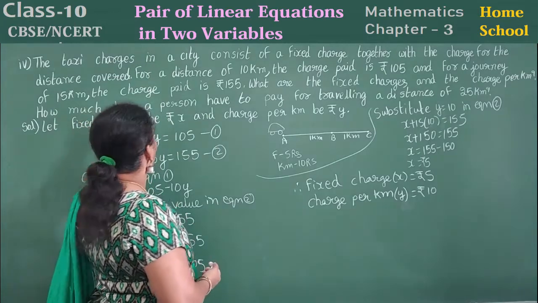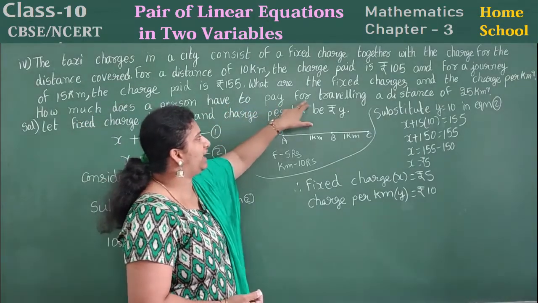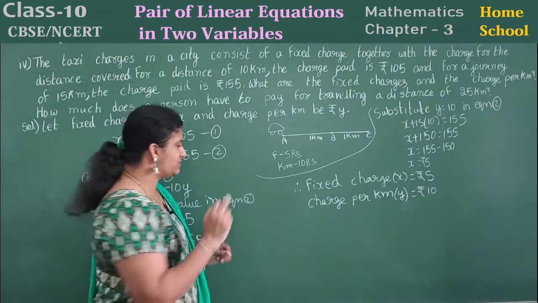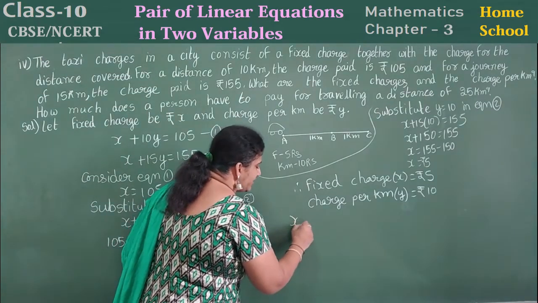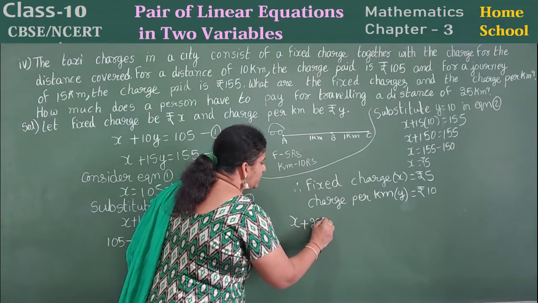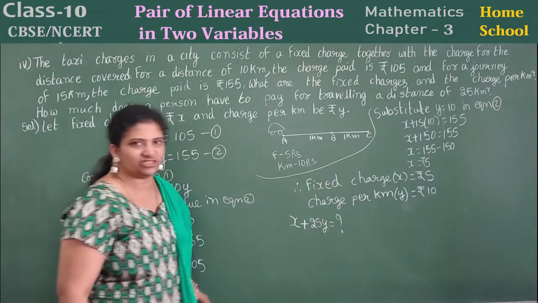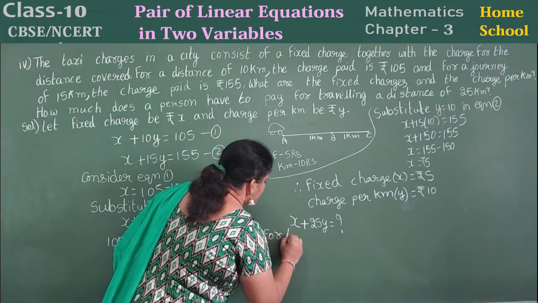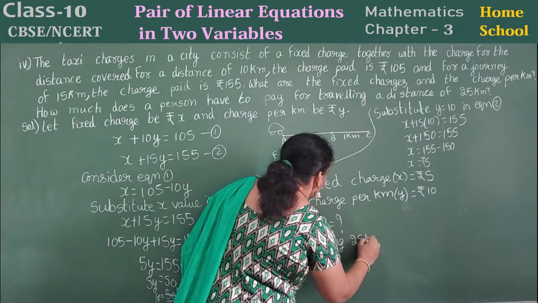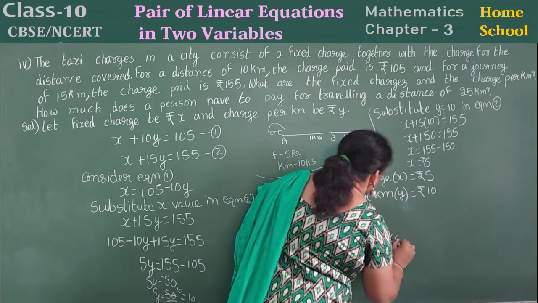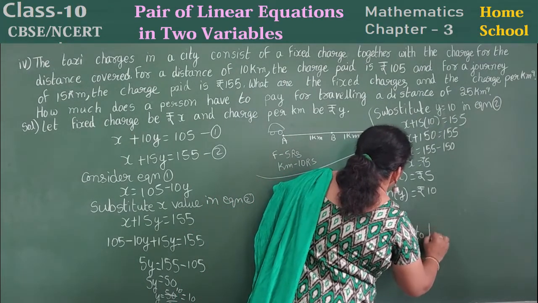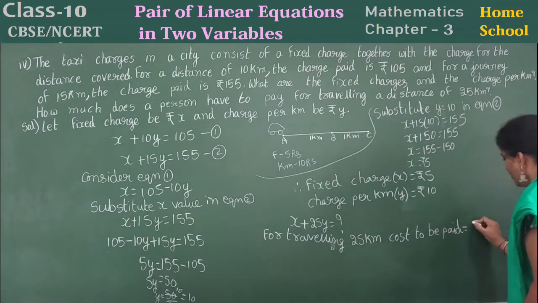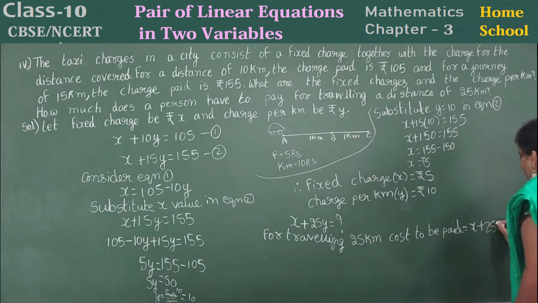How much does a person have to pay for traveling a distance of 25 kilometers? So, 25 kilometers means, look here, we know that fixed charge plus 25 into the per-kilometer charge is what your question asks. Right? So now you can write here, for traveling 25 kilometers, the cost to be paid, how much cost they need to pay, is equal to x plus 25y.